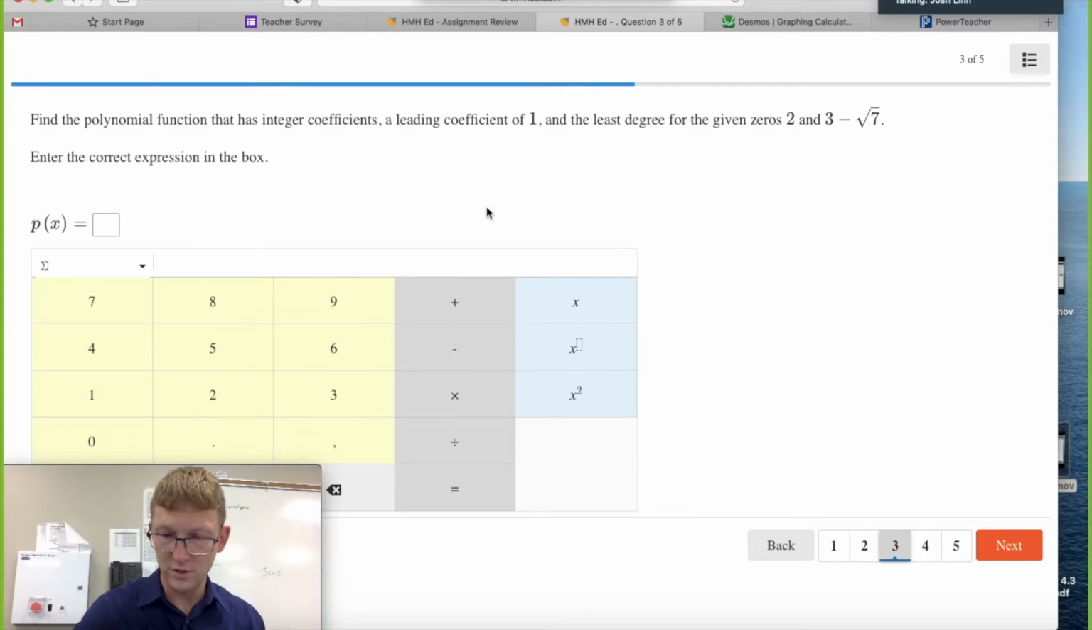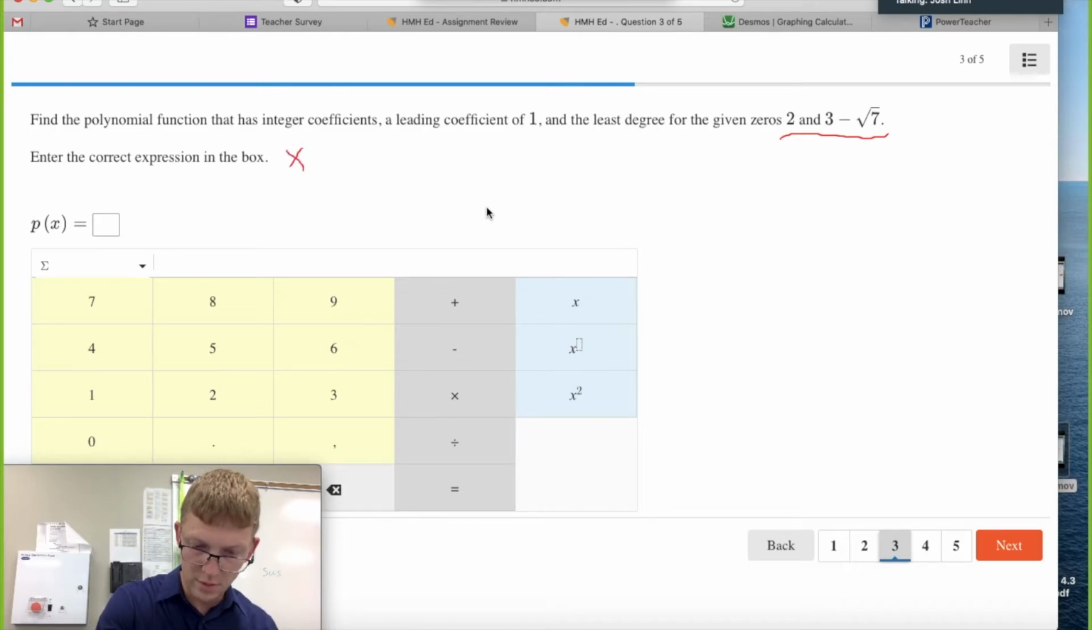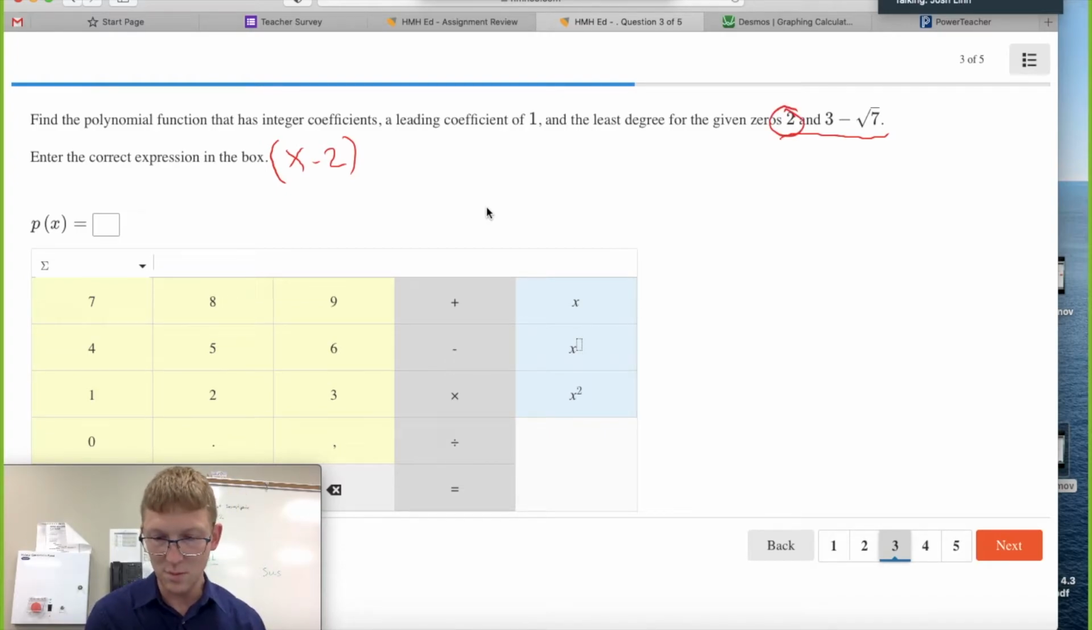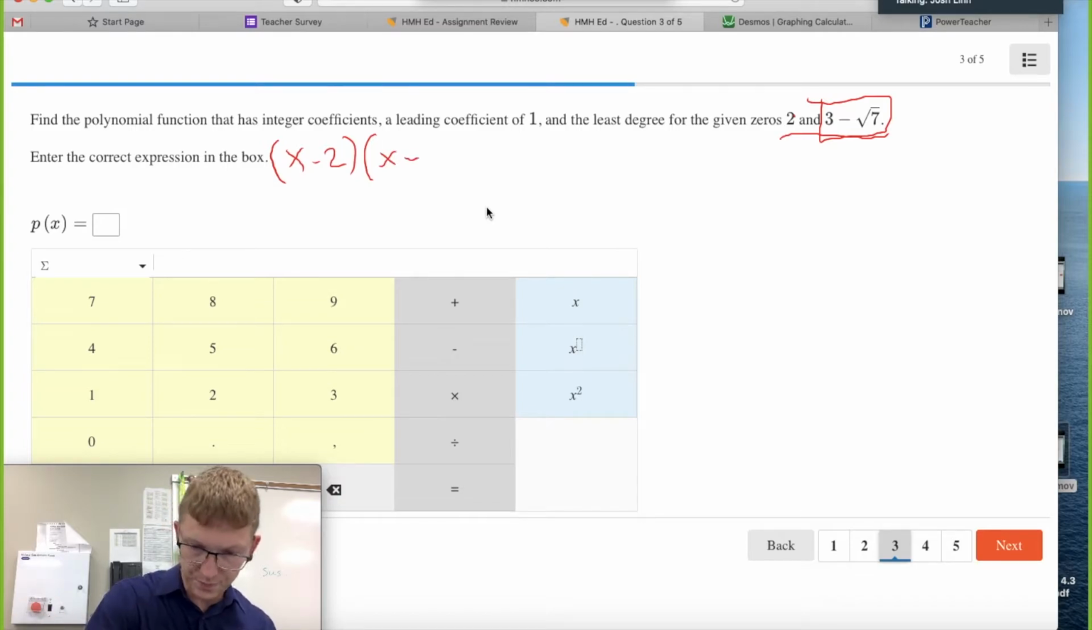So let's start off. These are our zeros. Our first one is what we're used to, x minus 2. Again, why is it minus 2, not plus 2? When this positive number gets put into this x, that needs to be equal to 0. So now we have 3 minus square root of 7 to deal with. If we treat that as a number, then we would continue as we were doing. So x minus 3 minus square root of 7.